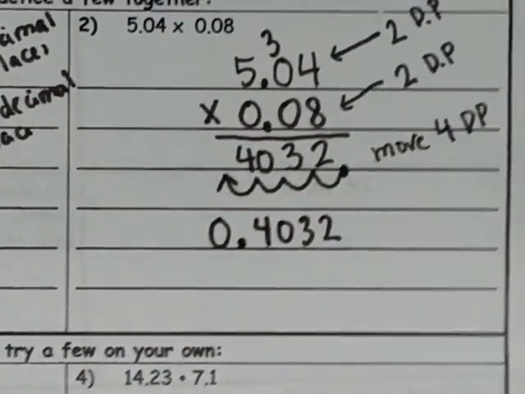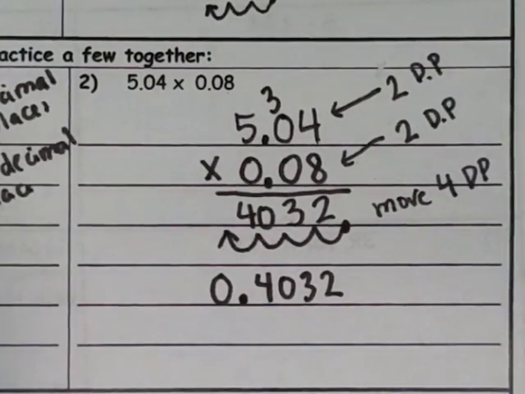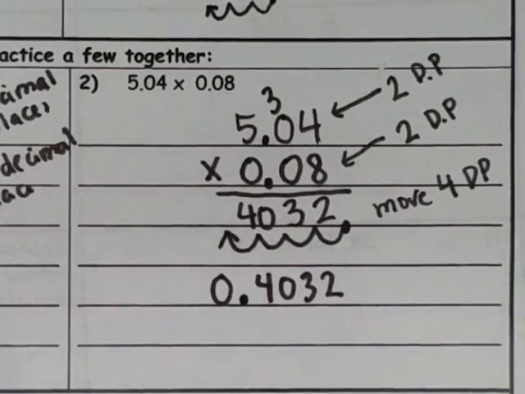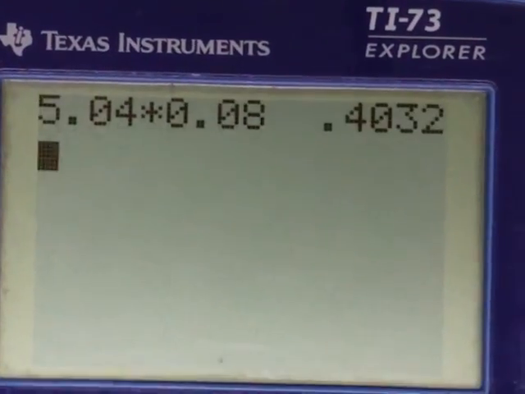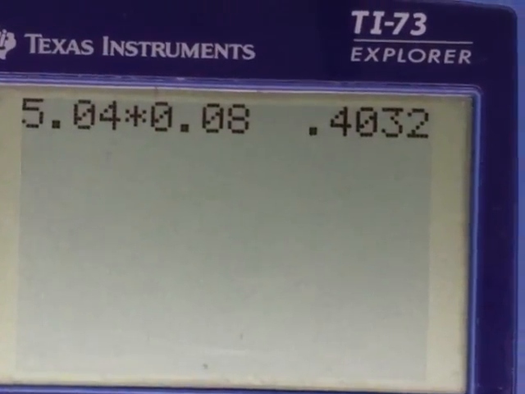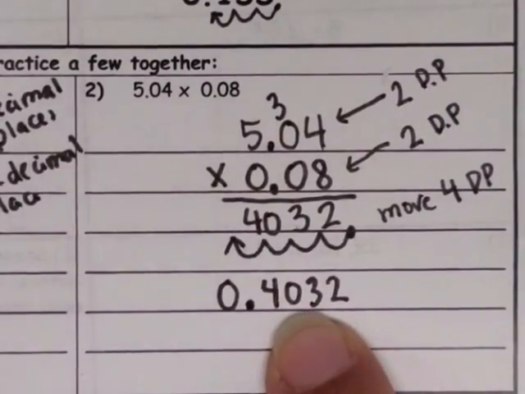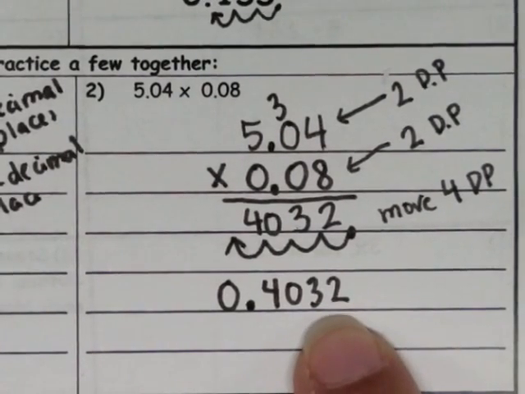Okay. And then let's check in our calculator just to make sure. So 5.04 or 5 and 4 hundredths times 0.08 or 8 hundredths. And look, 0.4032. 0.4032 or 4,032 ten-thousandths.